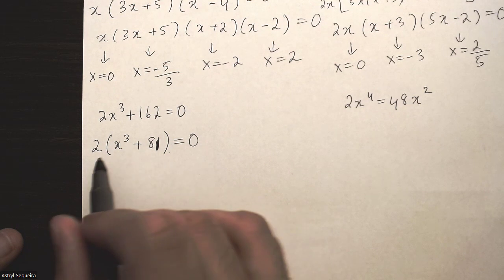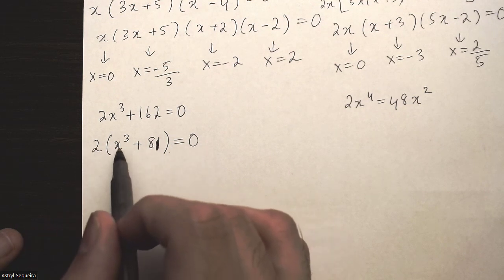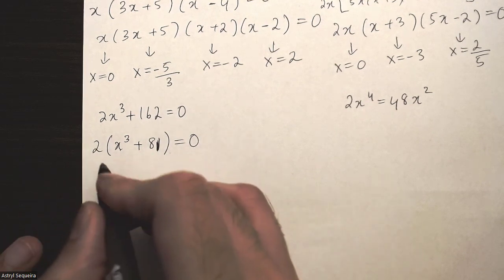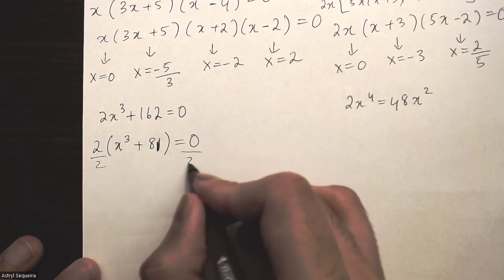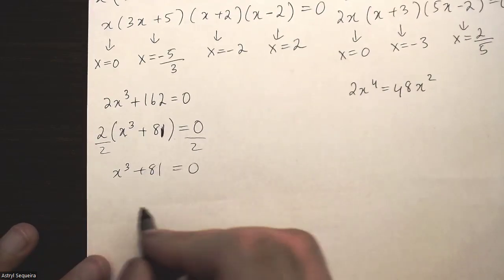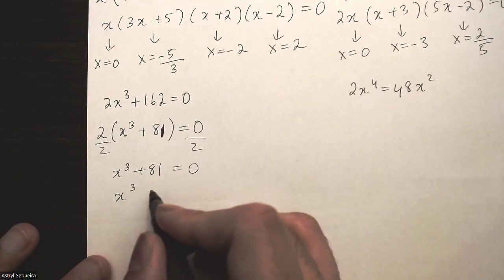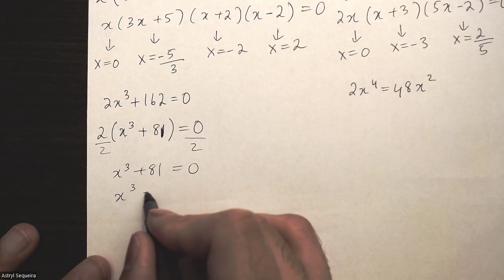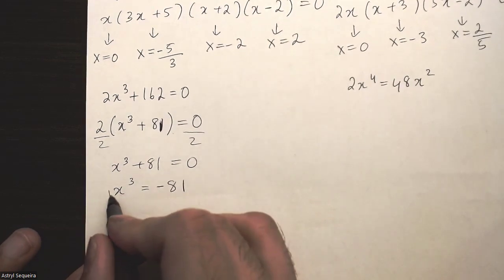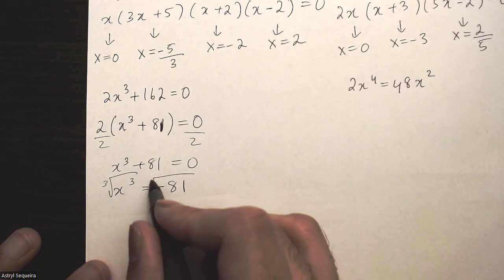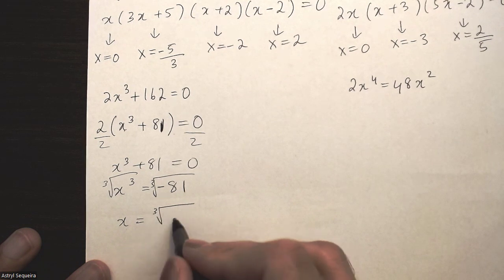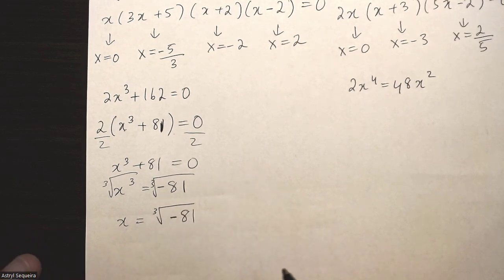So since I can't solve it by factoring, I'm going to try and isolate x because I only have an individual x term over here. So I'll start by dividing the 2 on both sides, which just gives us x cubed plus 81 equals 0. I move the 81 to the other side. Then I can just cube root both sides. So that's just x equals the cube root of negative 81.